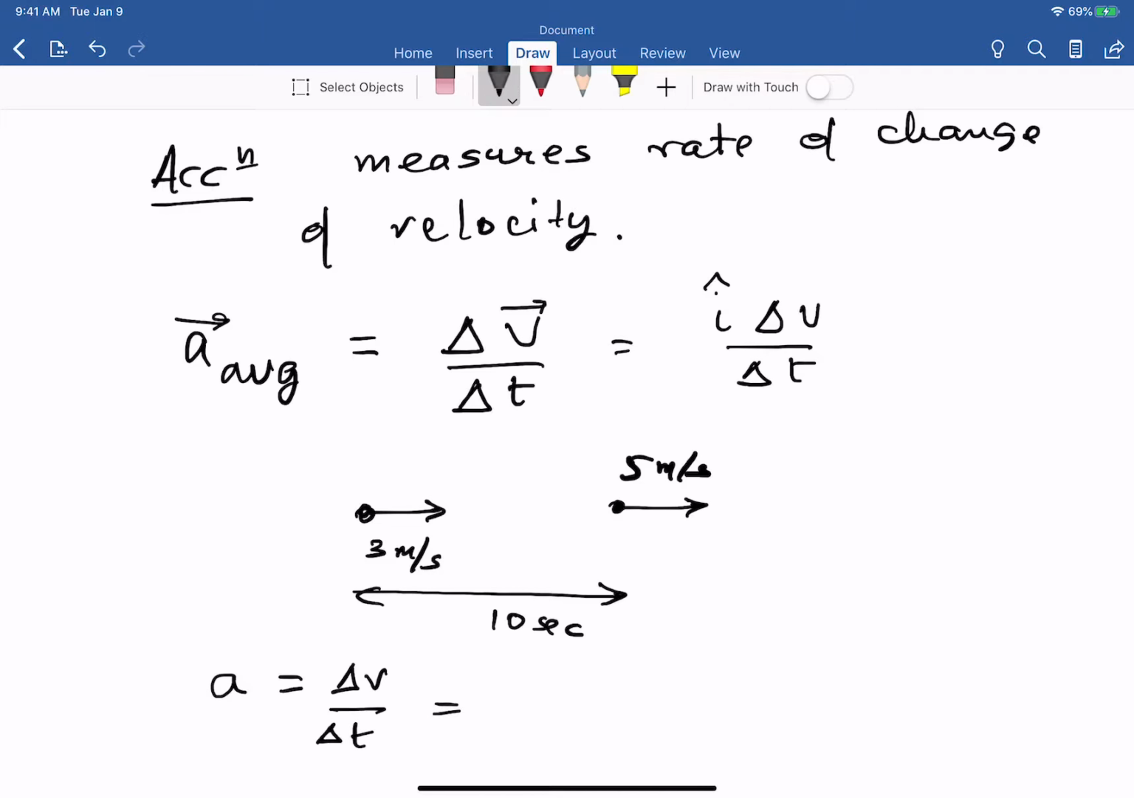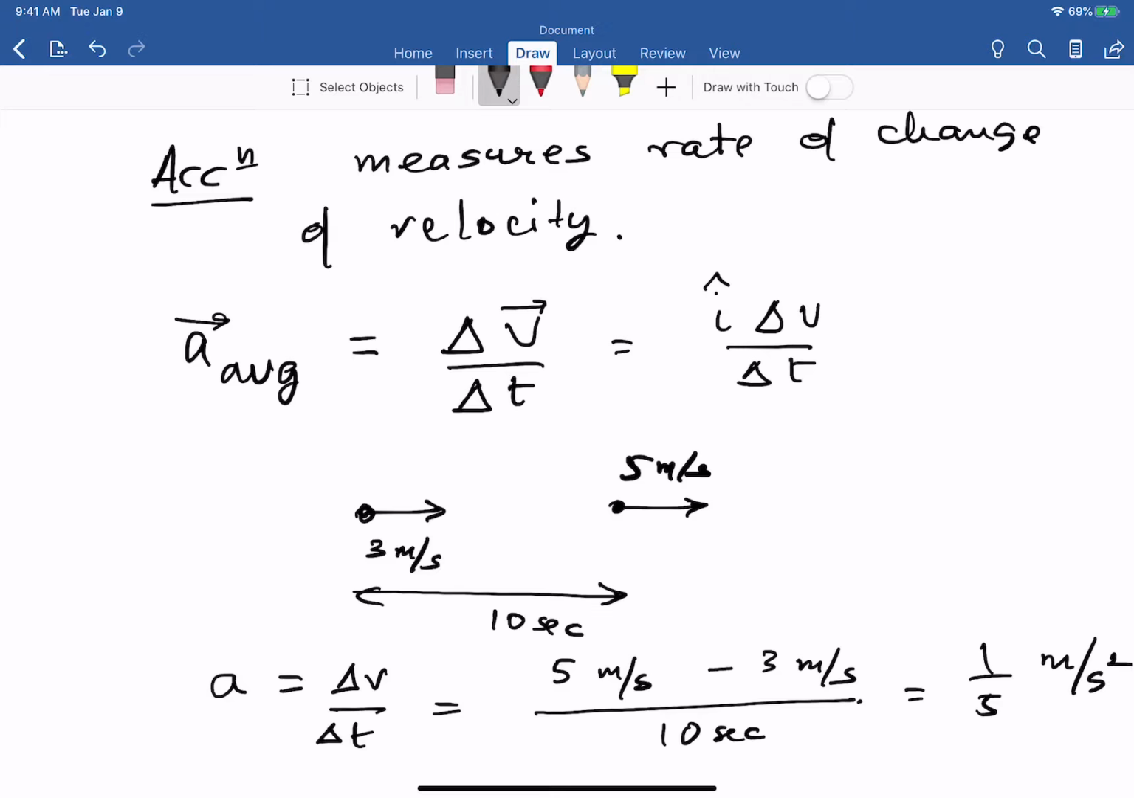Delta V is the final velocity minus the initial velocity. So that's 5 meters per second minus 3 meters per second divided by 10 seconds. So that comes to 1/5 meters per second divided by seconds. So meters per second divided by seconds is often written as meters per second square. And that is the unit of acceleration, right? So here is an example of average acceleration. The average acceleration over this 10-second interval was 1/5 meters per second square.